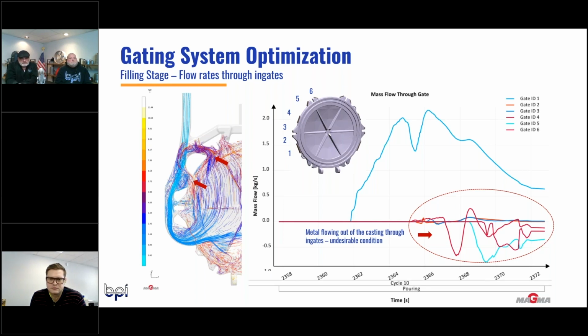For those of you who may be overwhelmed by the amount of detail on the slide, I'll explain. In the center, you see a casting with numbers 1, 2, 3, 4, 5, and 6. Those numbers are IDs for each individual in gate. And on the right side, in the upper right corner of that graph, those gates are referenced by colors. So gate 1 is the one that you're seeing peaking and then coming down a little bit and continuing to produce positive metal flow, in other words, the metal is flowing through the casting, as opposed to the other gates being activated at some point, but then at other points in time, metal flowing out of the casting through those in gates.